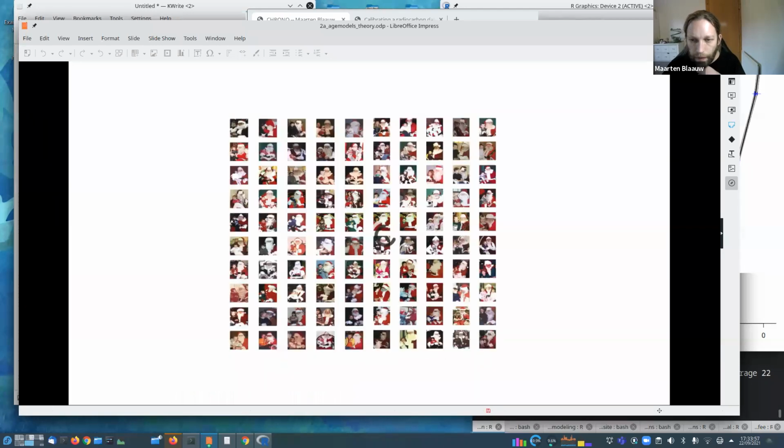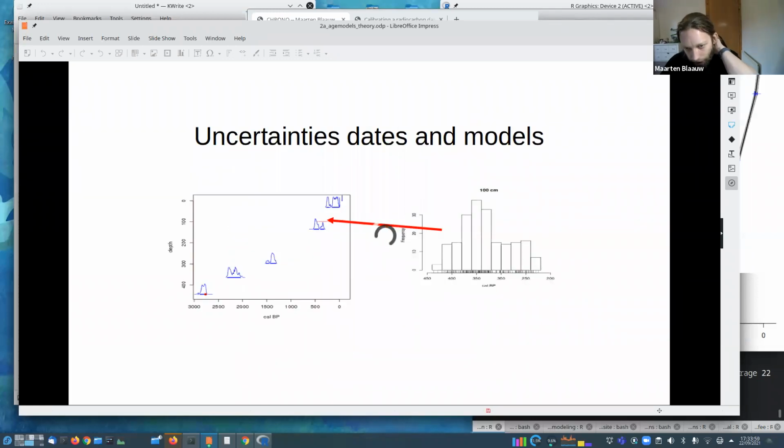One approach of doing that is simply sampling many times. We take a random number from our dates, do that for each date, and then draw a curve through those randomly sampled ages. And we repeat that process. That's what computers are really good at: repeating things in a dumb way, simply repeating.